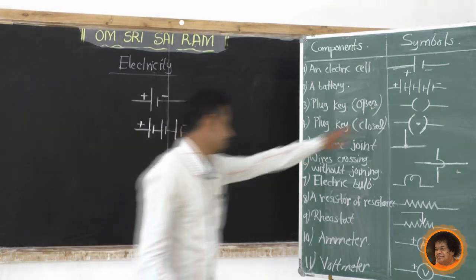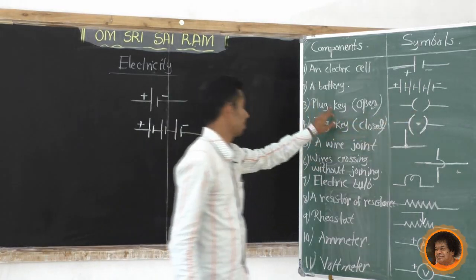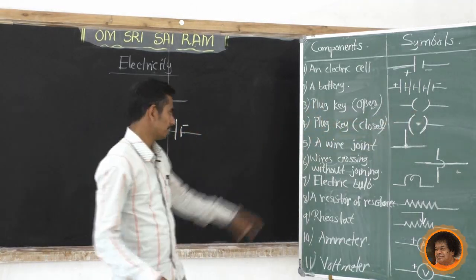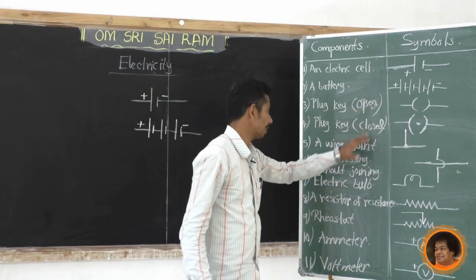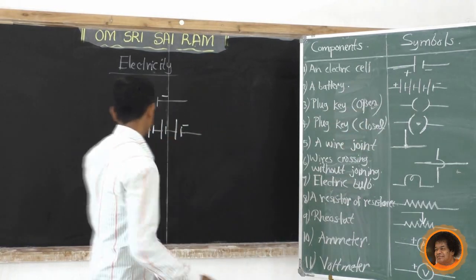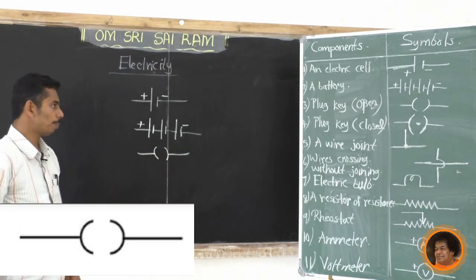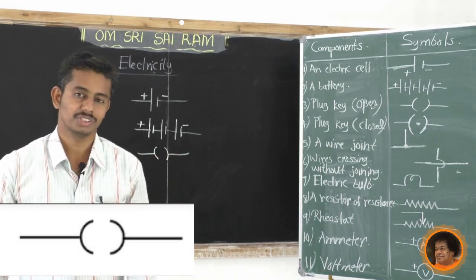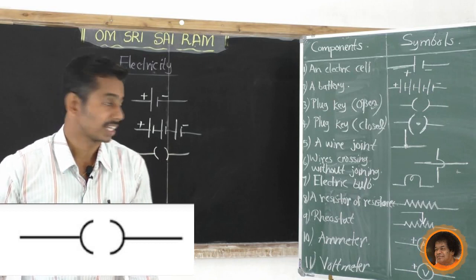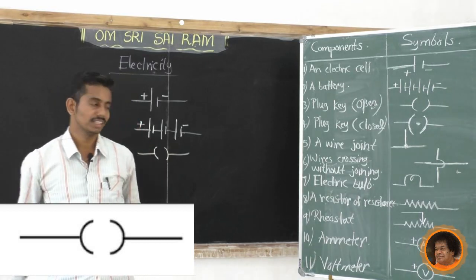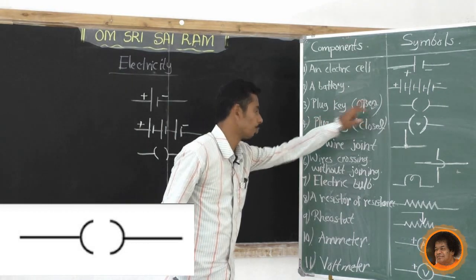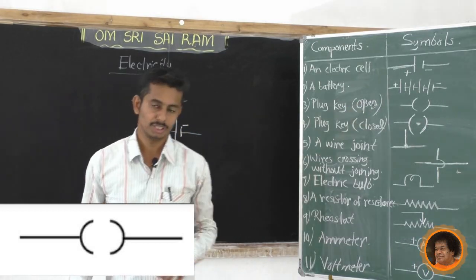After that, this is the symbol of a plug key. In plug key, there are two types given. One is open and another one is closed. This is the plug key, it is open. Open means the circuit is open. The current does not flow through the circuit, that is plug key open. It is also called a switch.